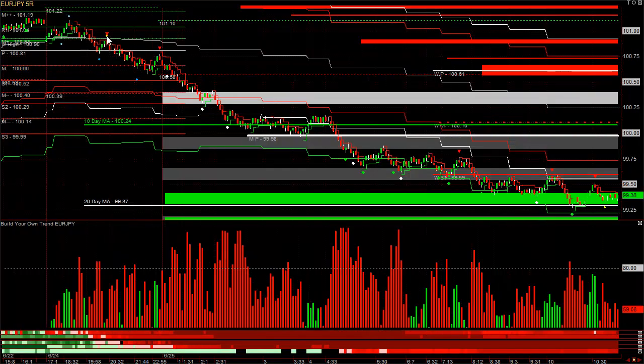We started selling. There's another sell here and here and here. This is what you do. You want to focus on selling the weakest ones.